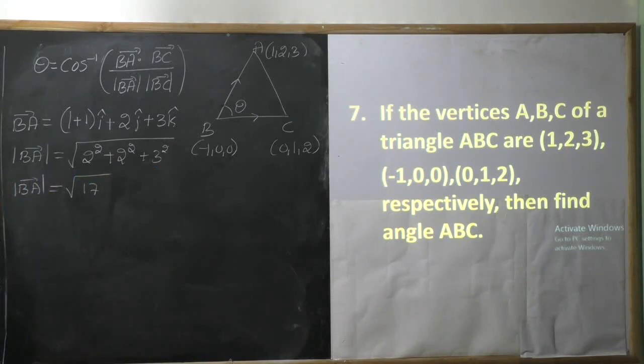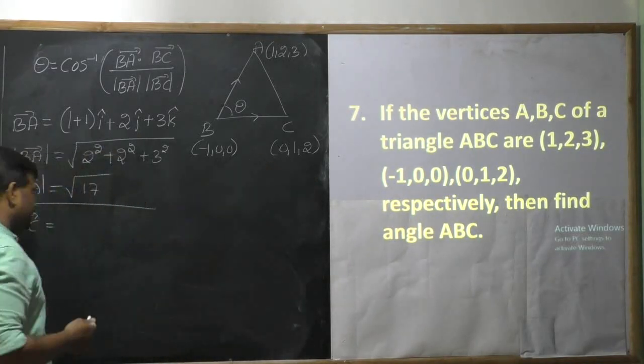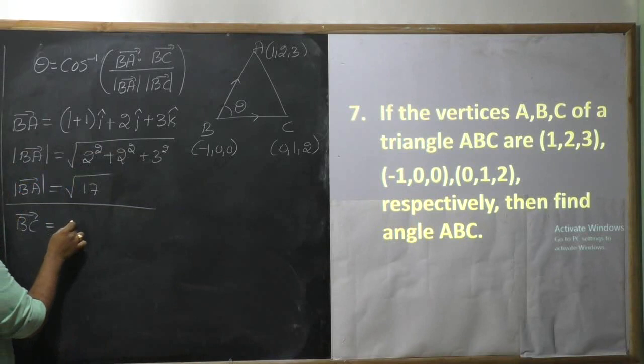Next, what is vector BC? Once again, vector BC, this is the initial point, this is the terminal point. So clearly it is 0 minus of minus 1, it is plus 1, that is I cap.